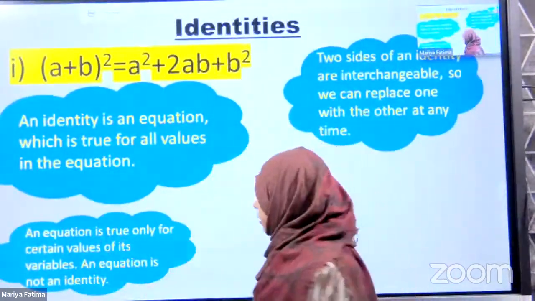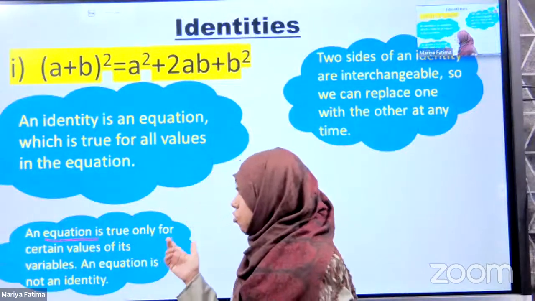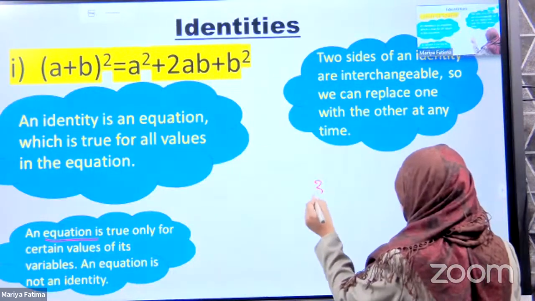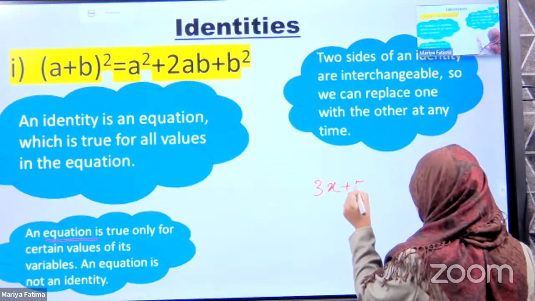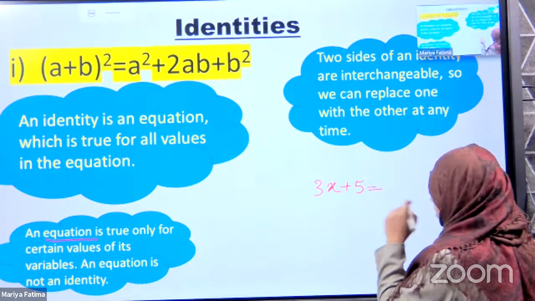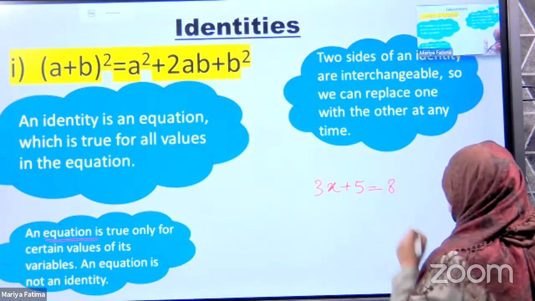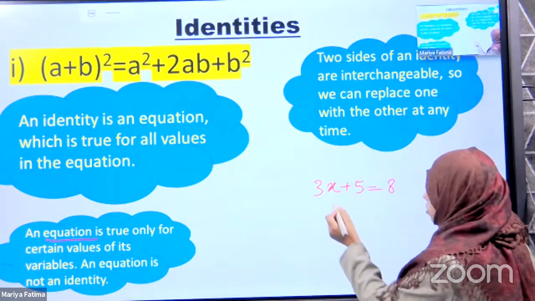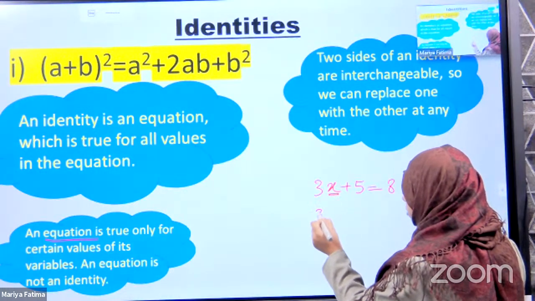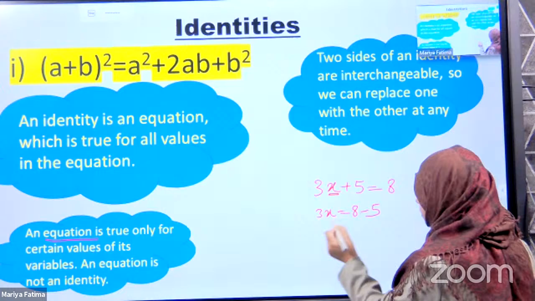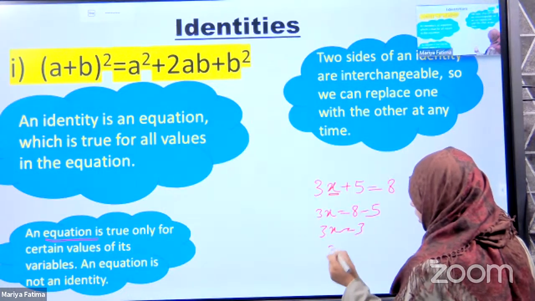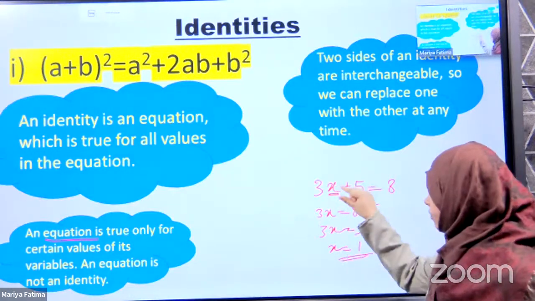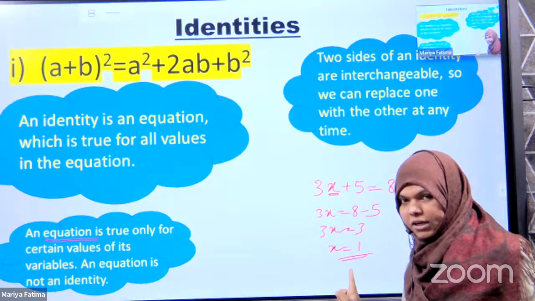An equation is true only for certain values of a variable. Suppose you have an equation 3x plus 5 is equal to 8. Is it an equation? Yes, it is. Now we have to find the x value. 3x is equal to 8 minus 5, so 3x is equal to 3, and x is equal to 1. So this variable has only one value, that is 1.